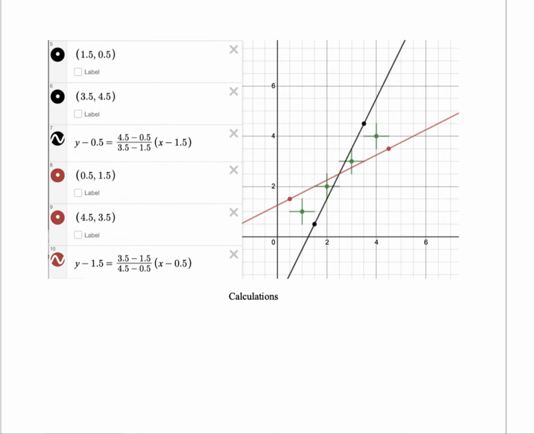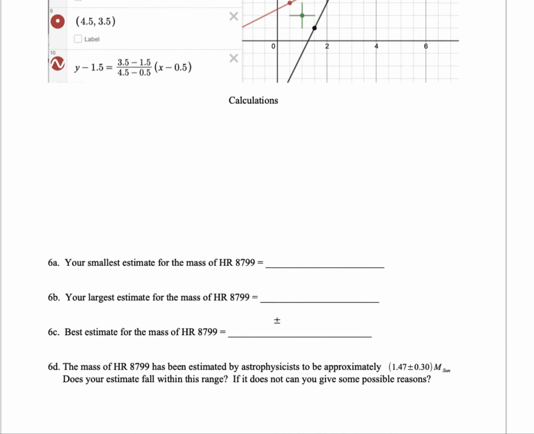All right, well, that is just the best estimate so far. And one of the things that the lab asks you for is a best estimate. So my best estimate was 2.12 times 10 to the 30 kilograms. And we have to get an uncertainty.